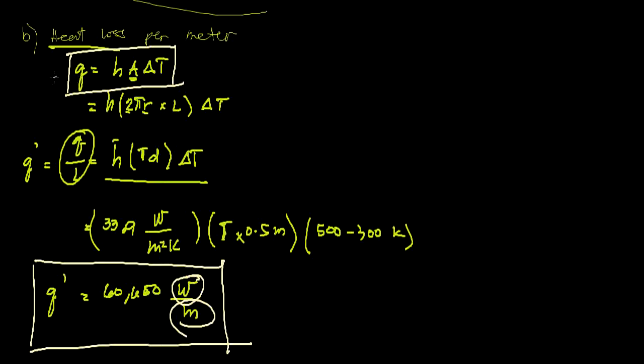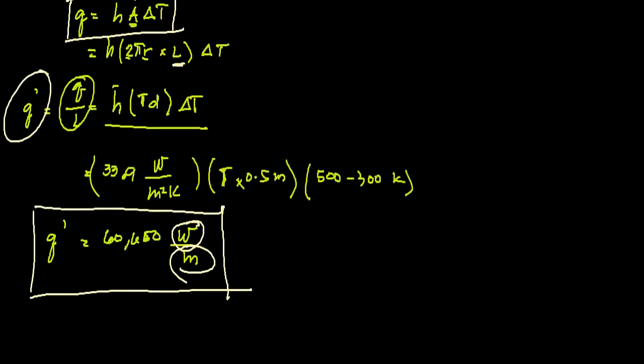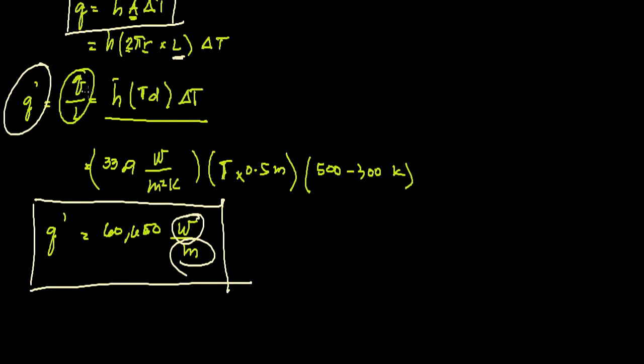Using our main heat transfer formula for convection, Q is equal to H A delta T, but we need to determine the value per unit length, so we expand the formula of our area, which is 2 pi r times the length, and dividing both sides by length, we can now get the heat loss per unit length. And substituting those given values, you can now get the value of 60,650 watts per meter.